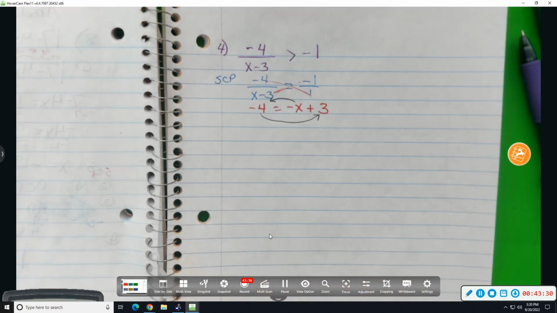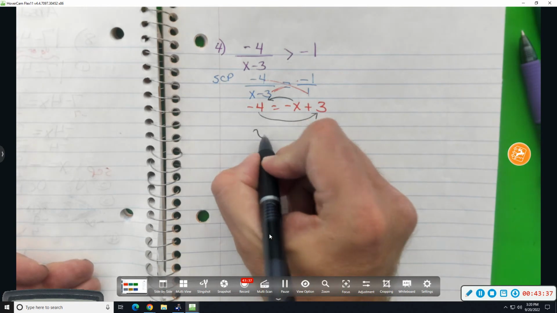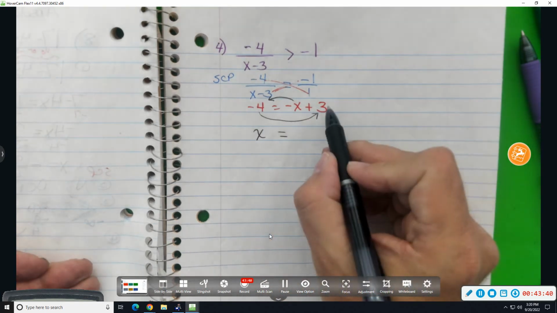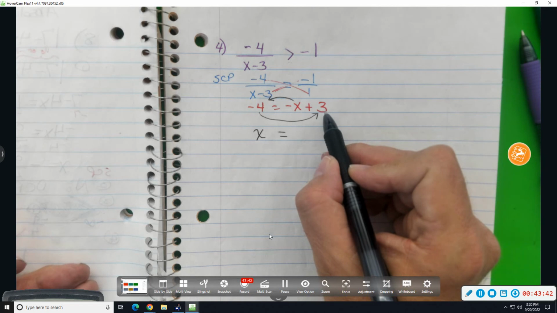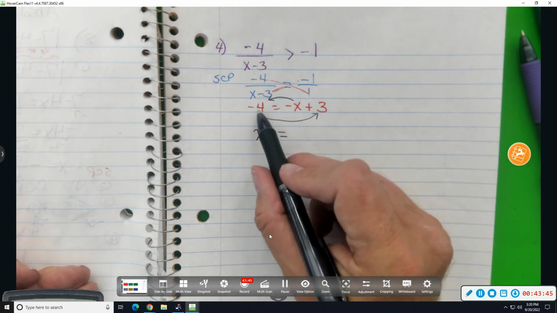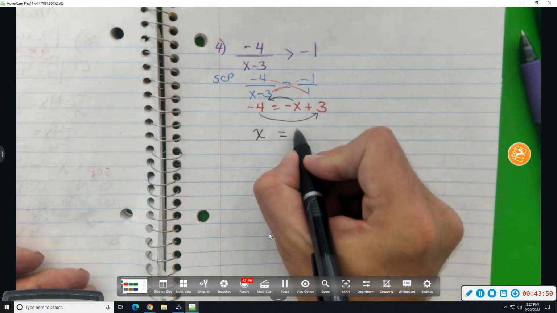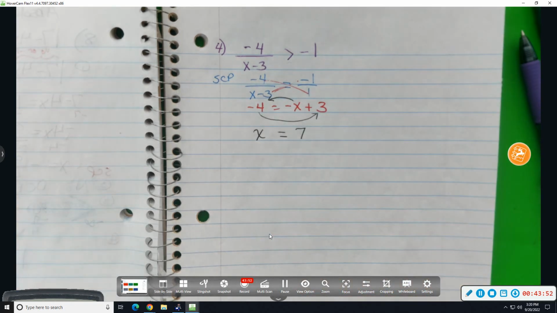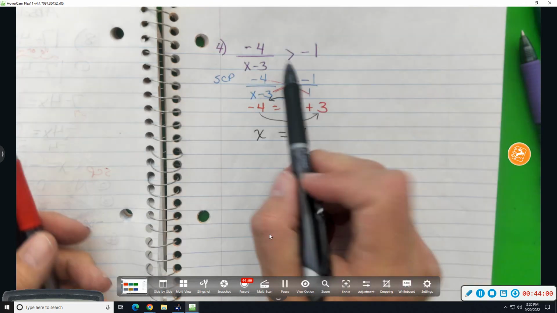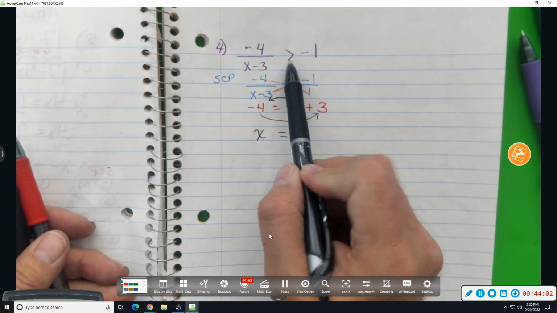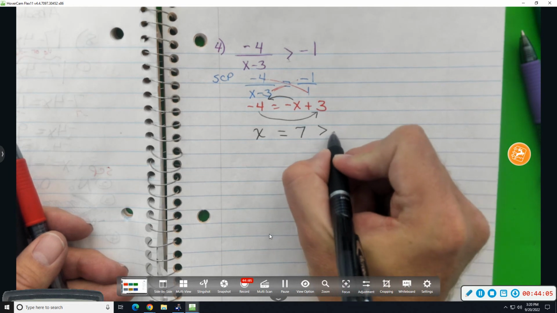Y'all follow what I'm doing with those arrows? I'm moving the x over so I don't have a negative x, I just have an x. And then I'm moving the 4 over. What's that going to give me? 3 plus 4. Is that a 7? So this is number 4. Is that the one that you were asking about? Yes. Is it working out similar to this one? Yes. Well, since there's not an equal sign, we're going to have an open circle there.